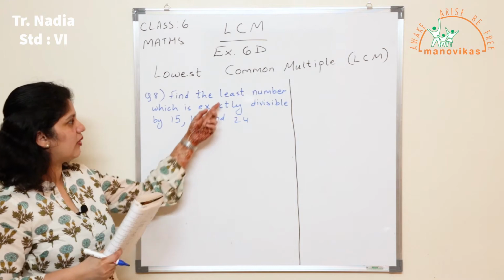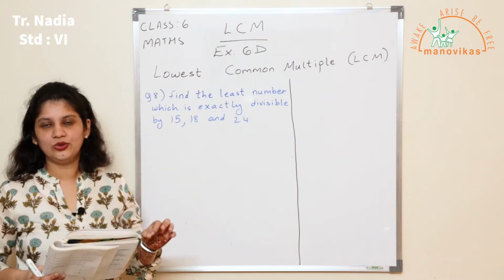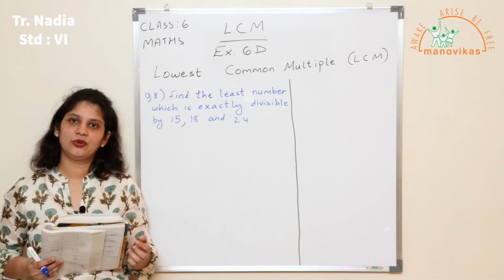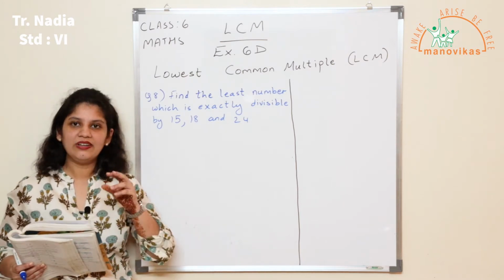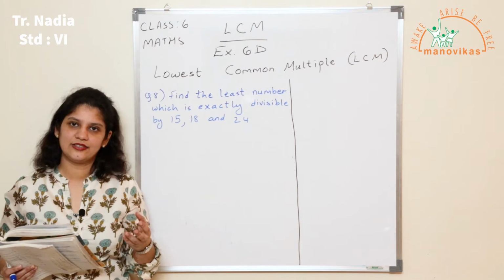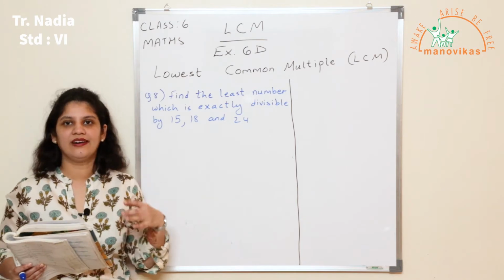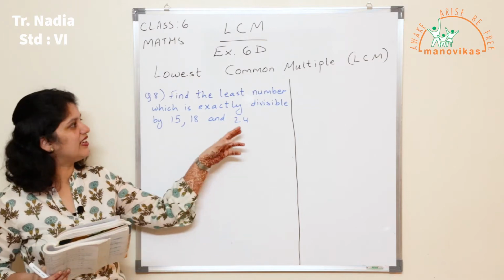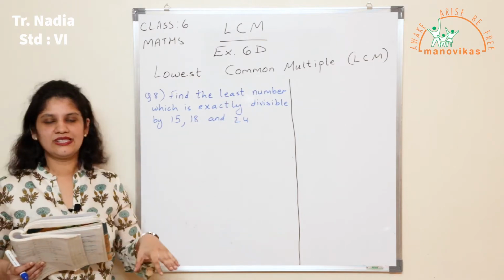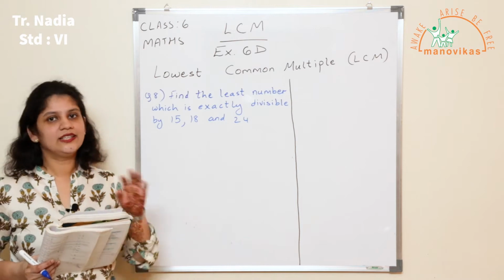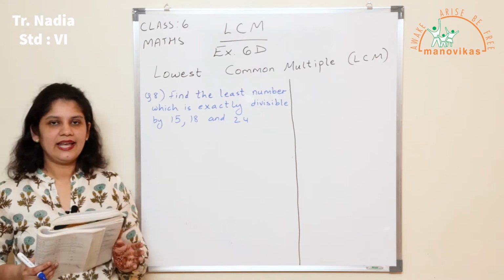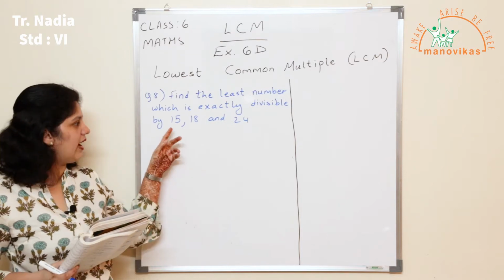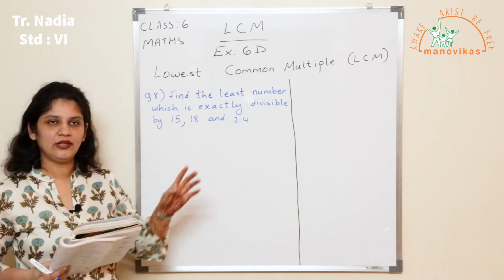Now remember children, whenever words like least are used, you all have to find LCM. I had told you all in the exercise when we were doing SCF as well that whenever terms like greatest, highest are used, you have to understand that that problem is based on SCF. Similarly, when terms like least, lowest are used, you have to understand that you have to find LCM. So here they want the smallest number which can be divided by 15, 18 and 24.